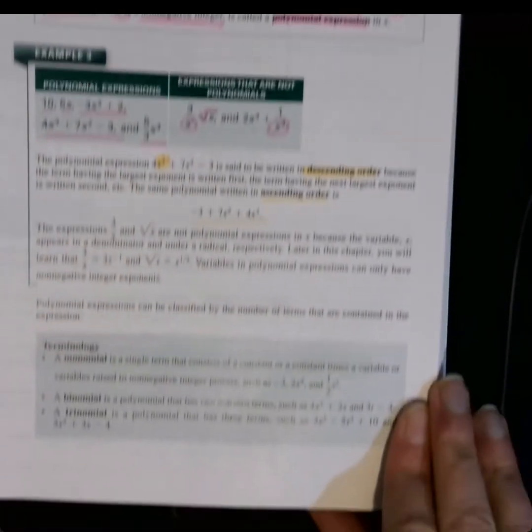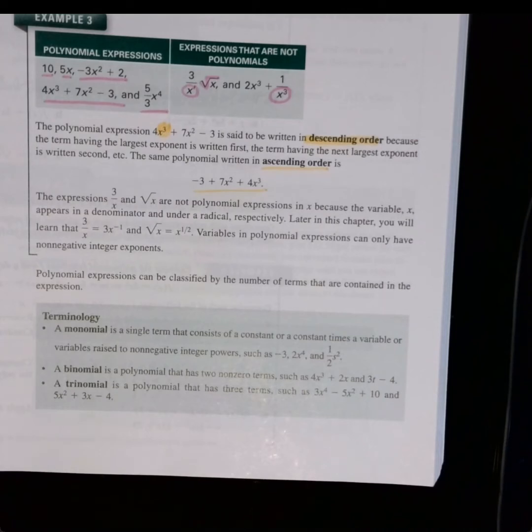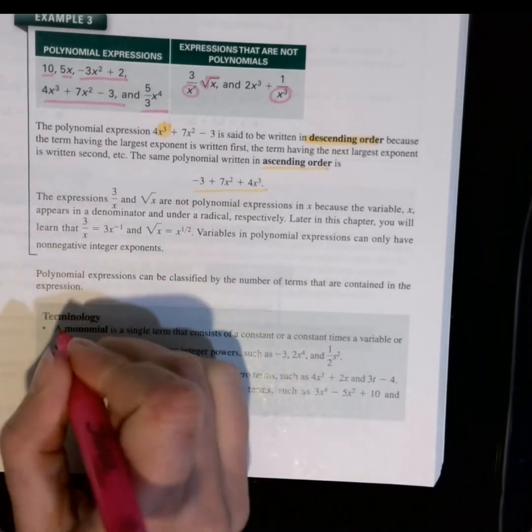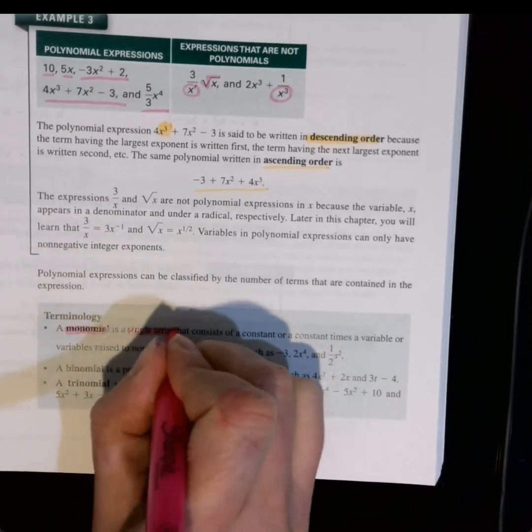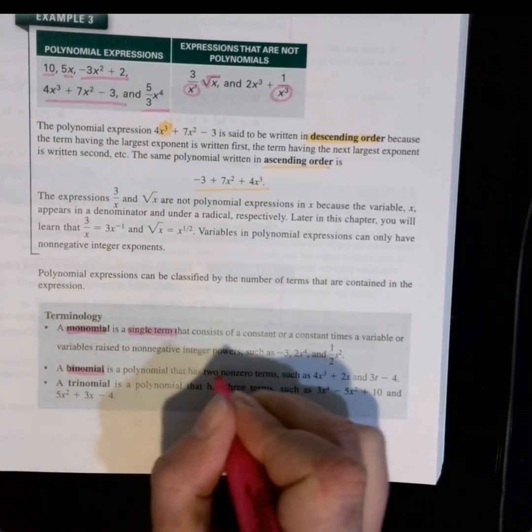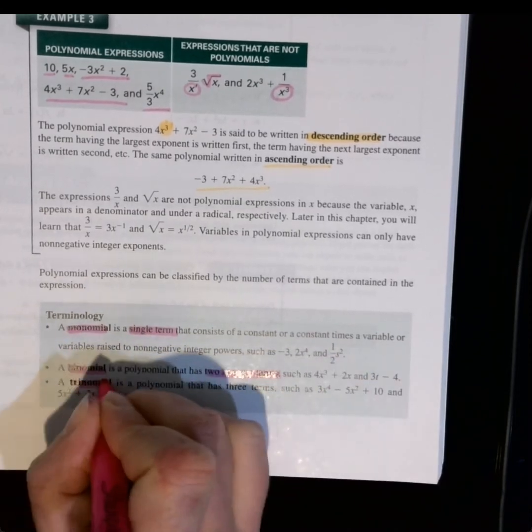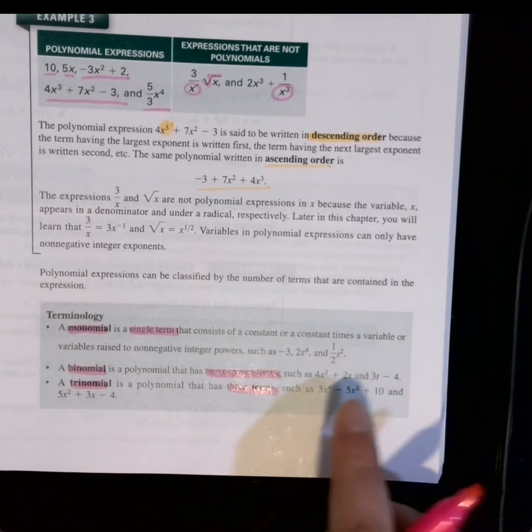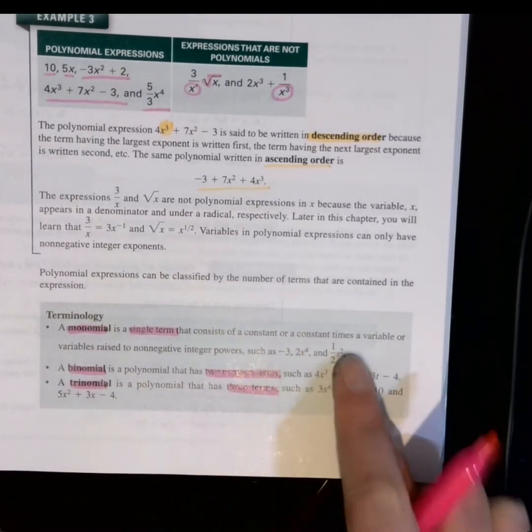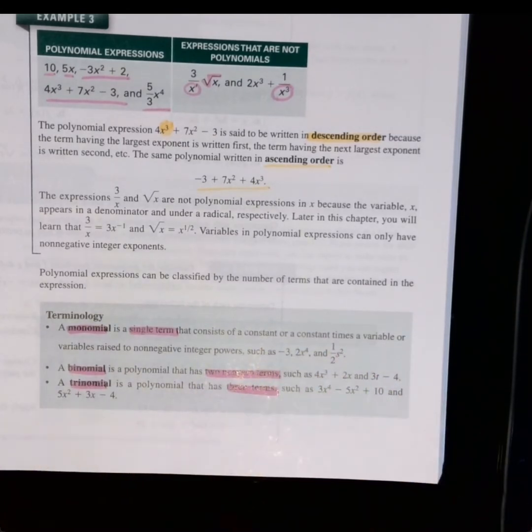Definitions towards the bottom of the page. We have monomial. A polynomial is a monomial if it's just a single term. A polynomial is a binomial if it has 2 terms, and a polynomial is a trinomial if it has 3 terms. There's examples here of 3 different monomials, 2 different binomials, and 2 different trinomials.